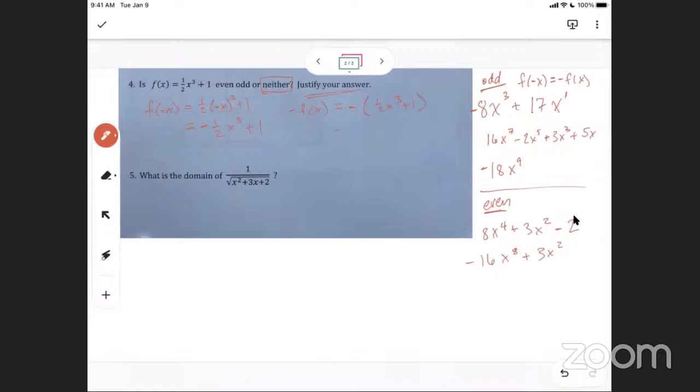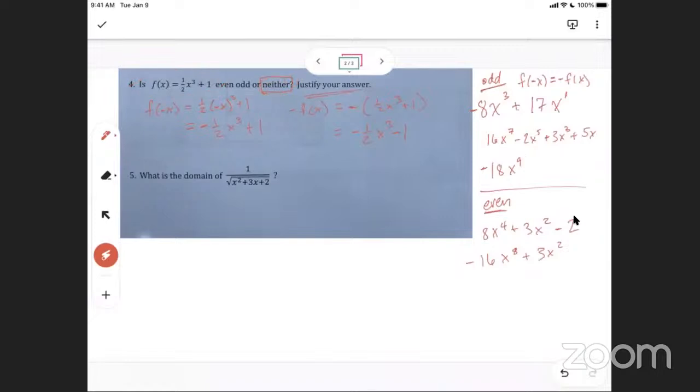And what do I have to do with that negative sign? You have to distribute it. And what do I get when I distribute it? Negative 1/2 x cubed minus 1. Right. Do you see how they're not the same? That's why it's neither. And it certainly isn't f of x. This isn't the same as this either, right? So that's why it's neither.